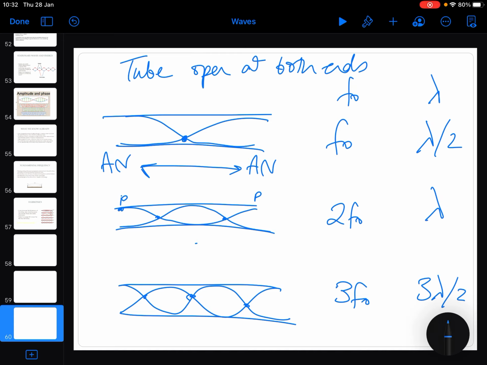Right, I think that was everything for stationary waves, so I'm hoping that was fairly short and not too confusing, and now we'll go do some questions on it.